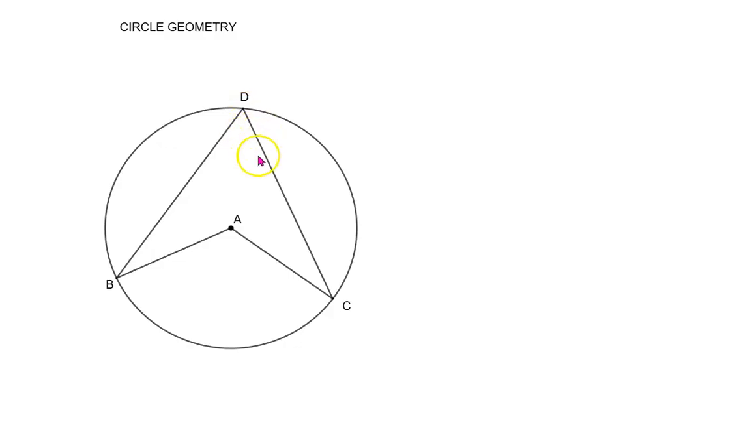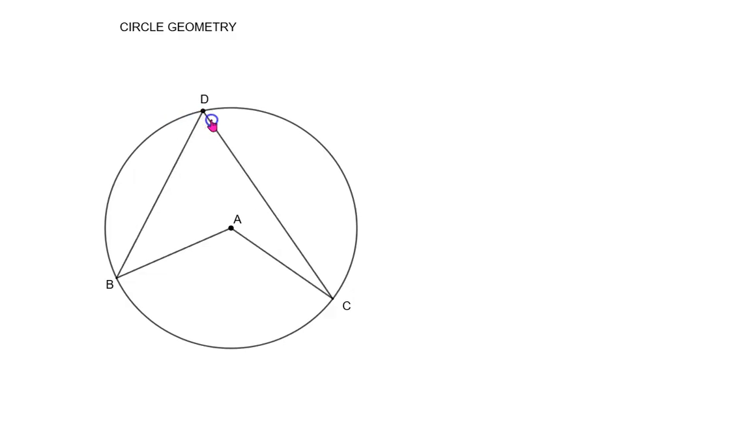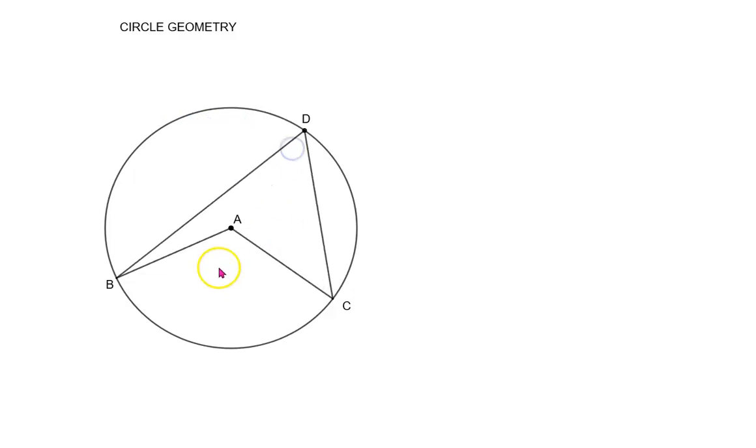Now you'll notice that both of these angles, both the angle over here at D and the angle down here at A, are drawn from this arc, or from these two points, B and C. Now, if I take the point D and move it around, we'll see that this angle down here doesn't change. We want to see what's happening with this angle at the top, and whether there's any relationship between this angle and that angle down there.